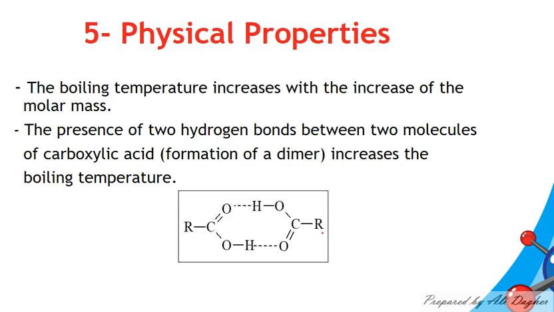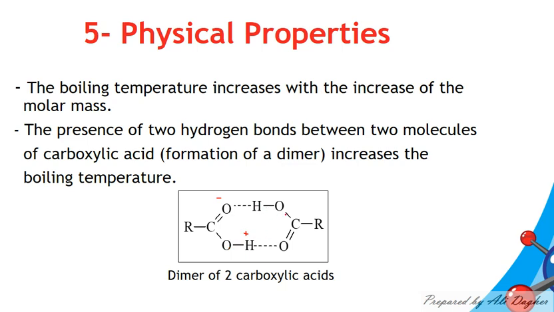This is the dimer of two carboxylic acids. The bond between carbon and oxygen is polar, and oxygen is the negative pole, with a partial negative charge. And the bond between O and H in the OH group is polar, and H is the positive pole of the bond and oxygen is the negative pole.